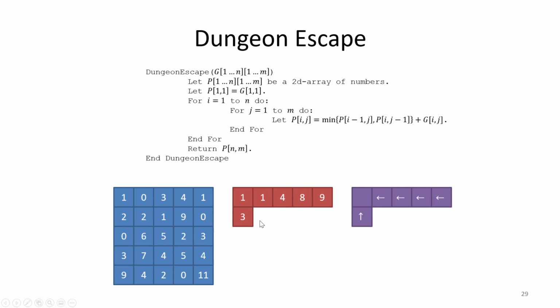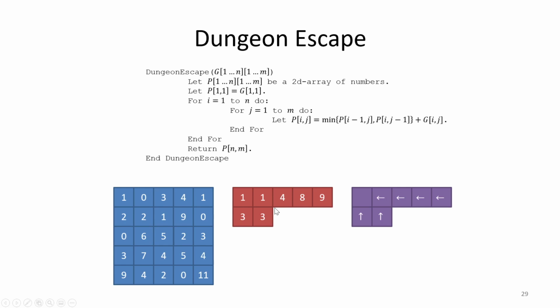We add on the 2, which is 3, which means it takes 3 goblins to get here, and that's going this route here. Okay, and we can backtrack here and see that we remembered up. Up was the minimum value, 1 and 3. Up was the minimum, so we go that way.